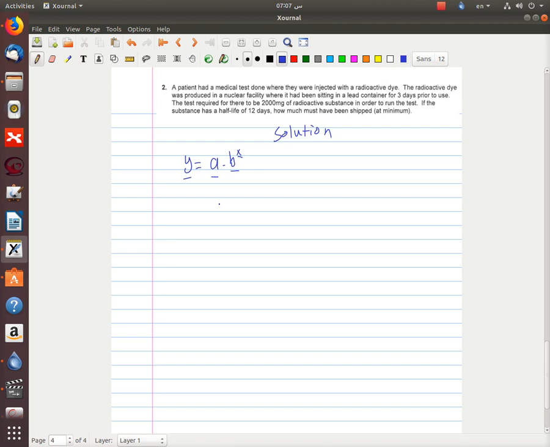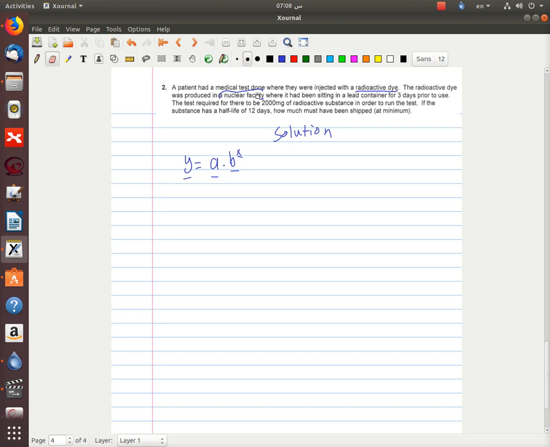So we've got to find, first of all, we've got to read it thoroughly. A patient had medical test done. They were injected with a radioactive dye. Okay, so we have radioactive dye. This is a role player on the problem. The radioactive dye was produced in a nuclear facility. This is not a role play.